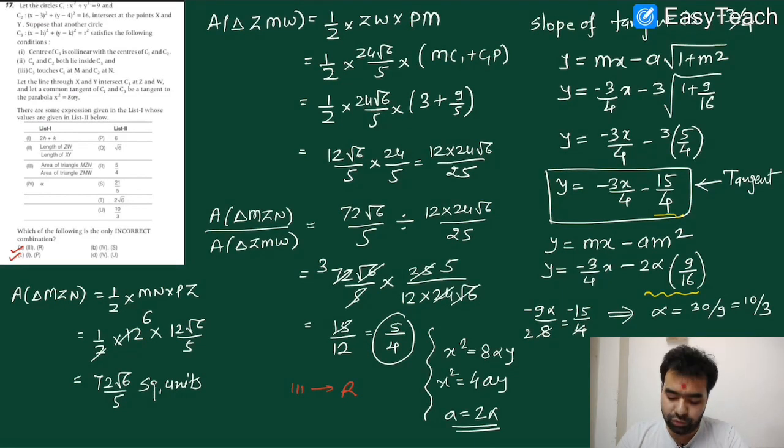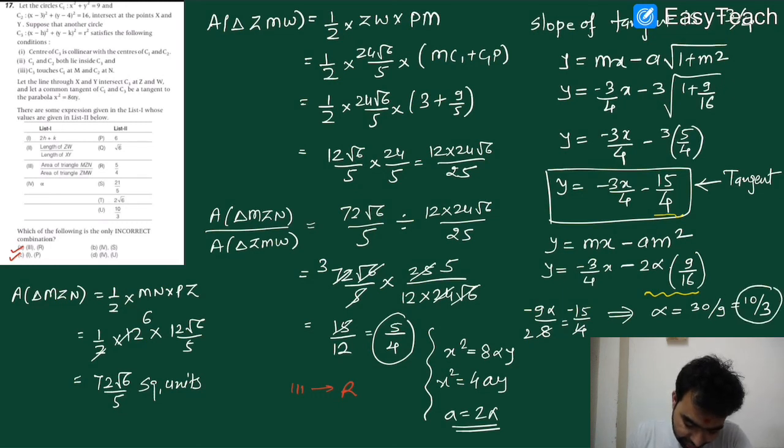So for 4, the correct option is U, correct? So alpha is 10 by 3. So the correct option is U, but here we have to find the incorrect one. So the incorrect option will be option B. Thank you.